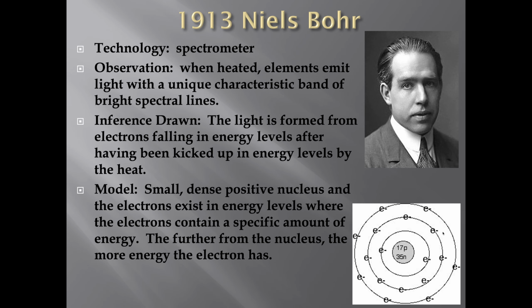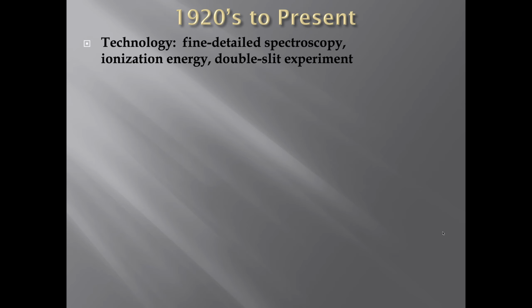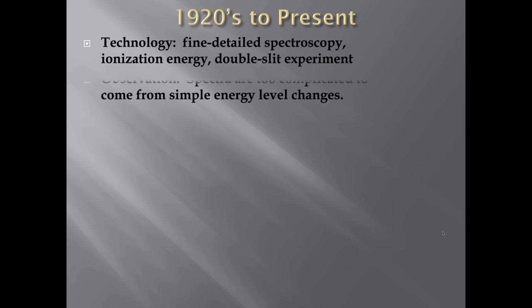You may recognize the Bohr model of the atom here, showing electrons in their electron shells. Since then, we've come up with far more complex theories using finely detailed spectroscopy, ionization energy, double slit experiments, and other things. And we have a clearer picture of what the atom looks like, except now what an atom looks like is a lot more complicated than we ever imagined.